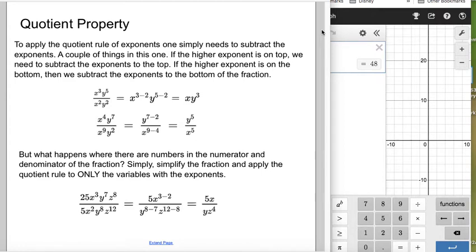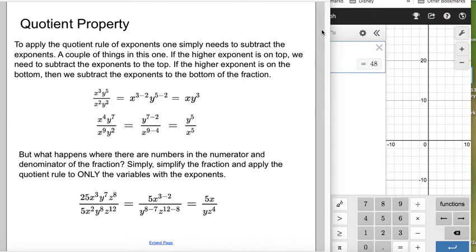A couple of things in this one. If the higher exponent is on top, we need to subtract the exponents to be on top at the end. And if the higher exponent is on the bottom, we will be subtracting starting with that bottom exponent. Typically, I just like to describe this as where are there more and how many more.